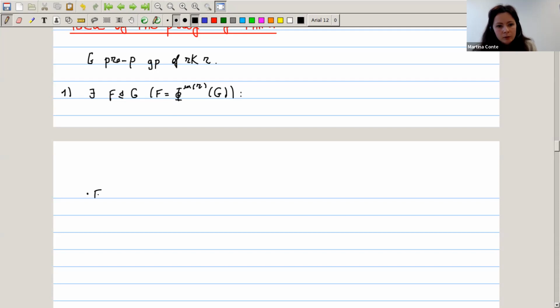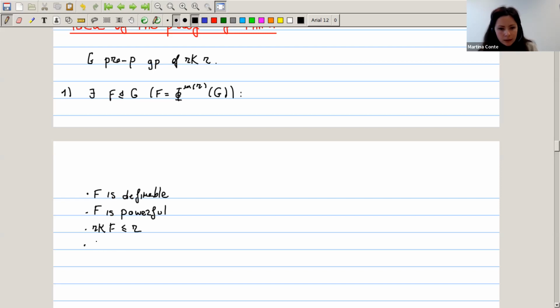It is definable. It is powerful. So these are the groups that I was talking about at the beginning, for which the commutator subgroup is contained in the group generated by the p-th powers. The rank of F is bounded by R.